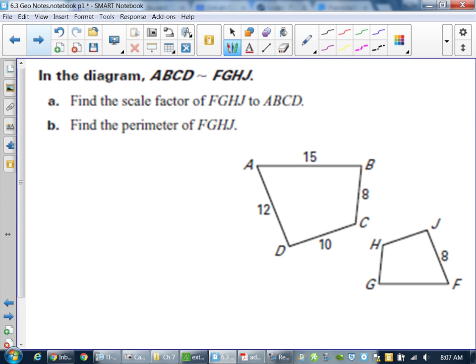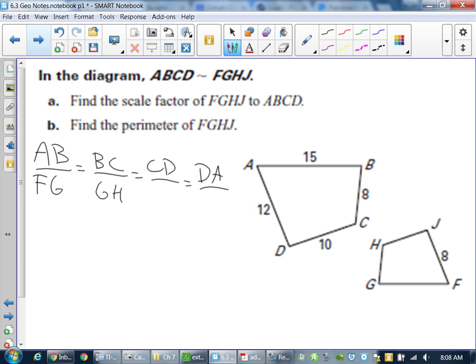So when I start this again, I start always by writing out my fractions. Always, always, always. It's the easiest way to do these, and it's really hard to screw it up if you do that. So I just go through my lettering: AB, BC, CD, and DA. What's the other side? FG, GH, HJ, and JF.